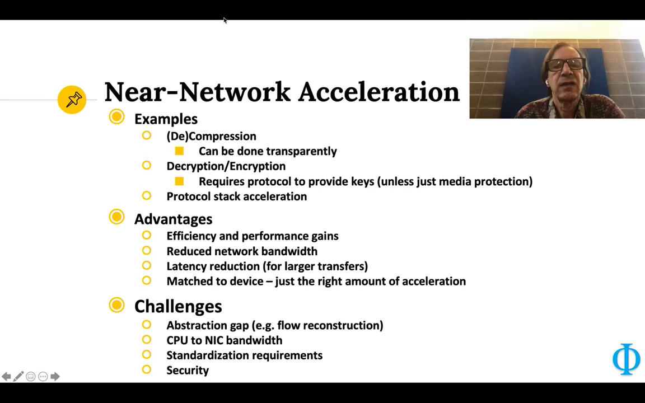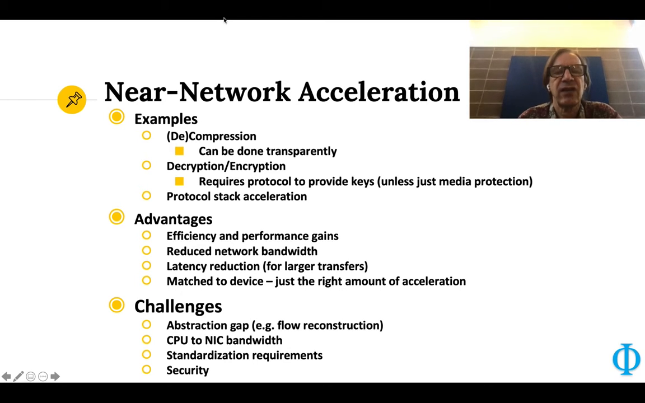Decryption and encryption require a protocol to provide the keys to the network accelerator, unless you're only providing encryption on the network itself, and providing unencrypted data on either end. And in that case, again, it becomes more of a standardization question.